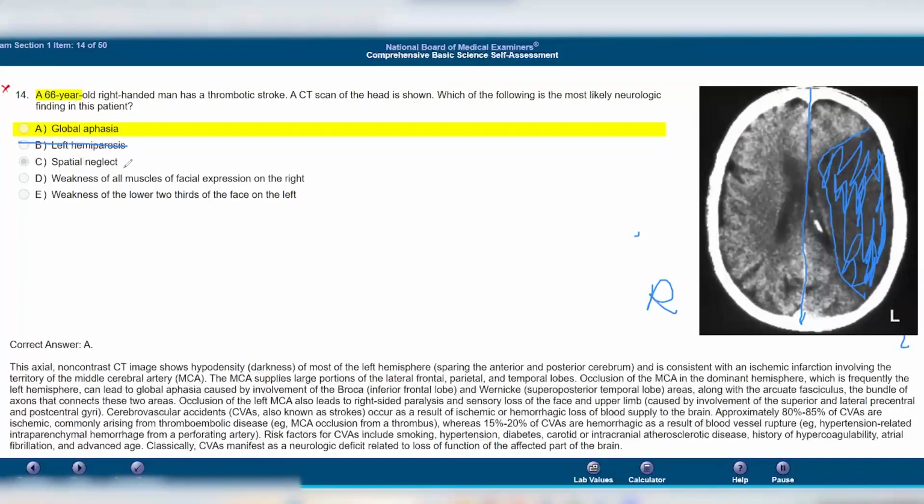So that's not right. Spatial neglect: I cannot remember what part deals with spatial neglect. Weakness of all muscles facial on the right-hand side. Weakness of lower two-thirds of the face on the left. I also can't remember that, but noting the left side, you remember that that's where a lot of your speaking is. So I would narrow it down to aphasia.